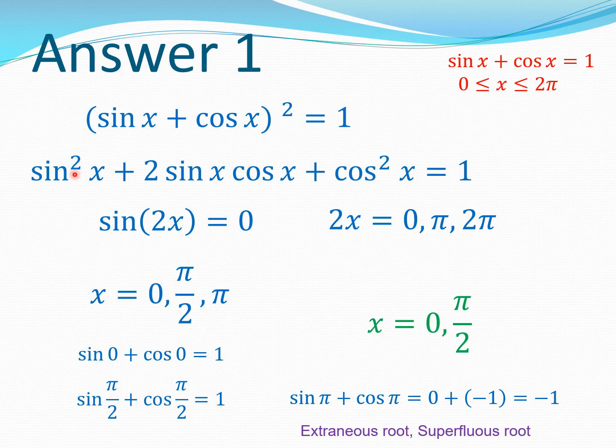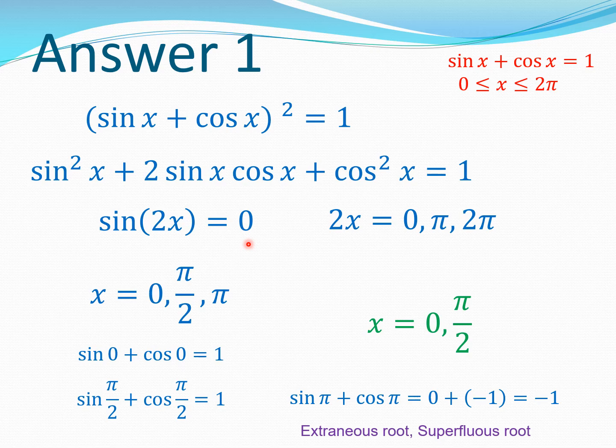So you get a sin square x term, you get a 2 sin x cos x term, and you get the cos square x term. Now immediately we can use the fact that sin square x plus cos square x equals 1. Therefore the 1 here and the 1 here will cancel out, and what you are left with is 2 sin x cos x equals 0. But do remember that sin 2x is equal to 2 sin x cos x. This is from trigonometry, and so we immediately get the equation that sin 2x equals 0.